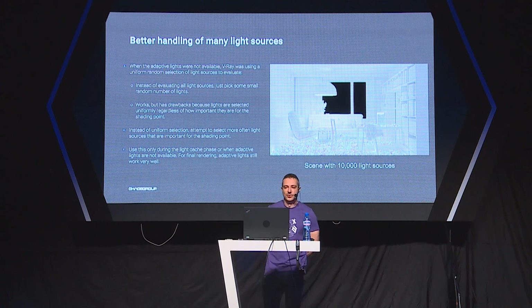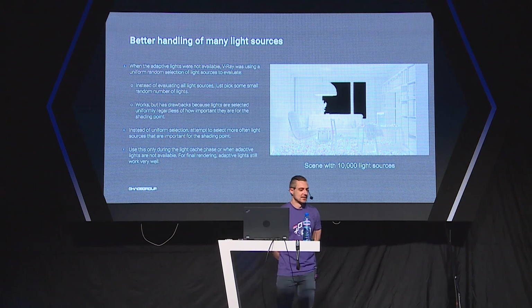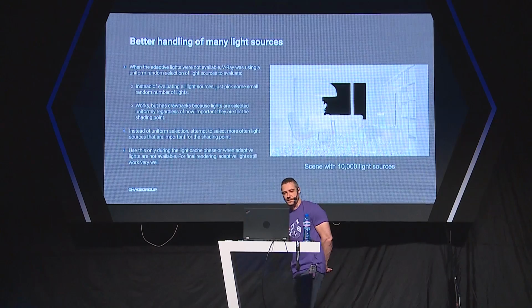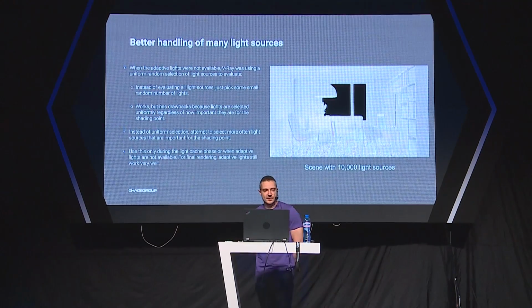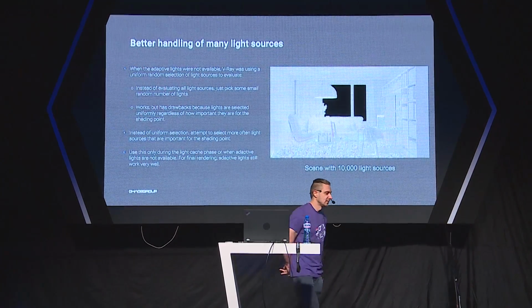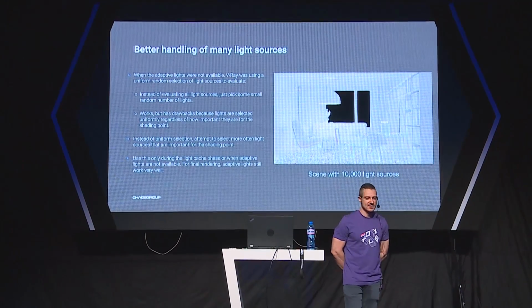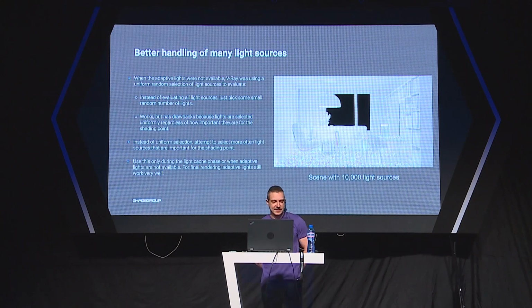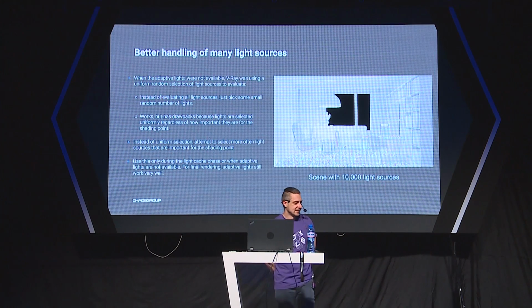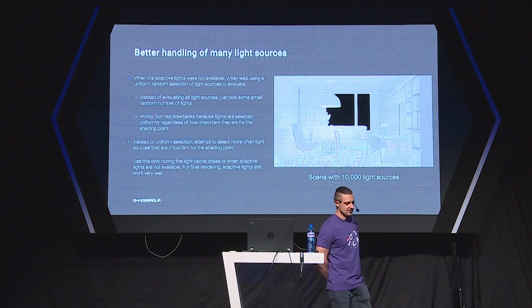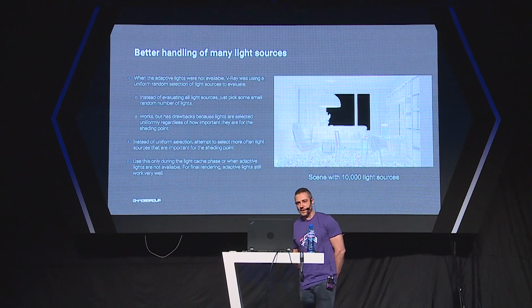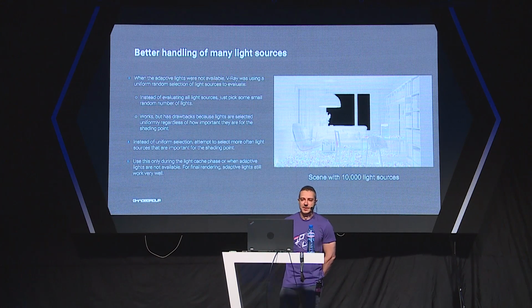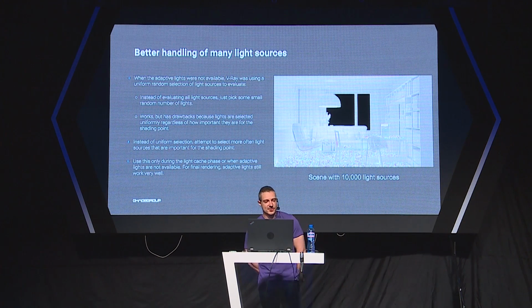Instead of evaluating all light sources, we were just picking a small number of lights to evaluate. During the light cache calculation, this was about 20% of all light sources in the scene. So for example, if you had 1,000 light sources in the scene, during the light cache calculation, we would only evaluate 200 of those randomly. And during the final render, we would pick an even smaller number, maybe like 8 or 16 light sources.